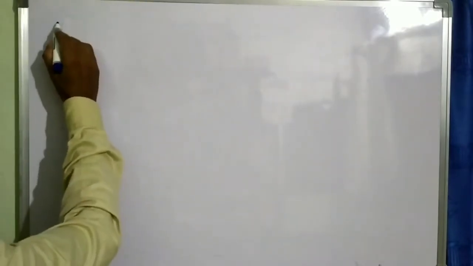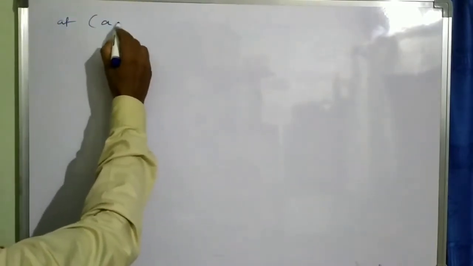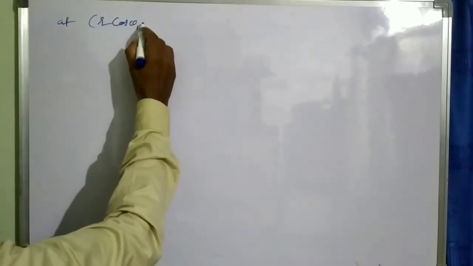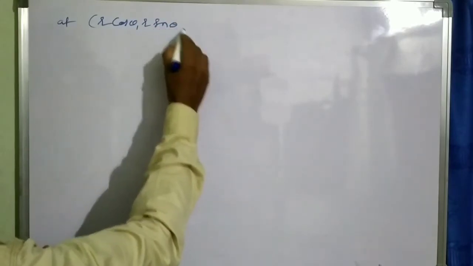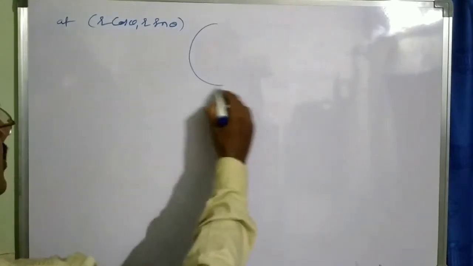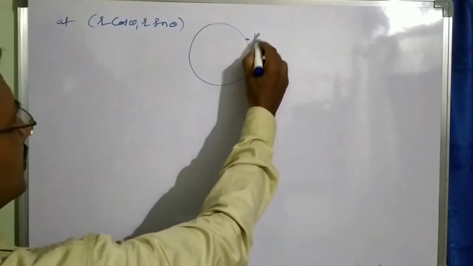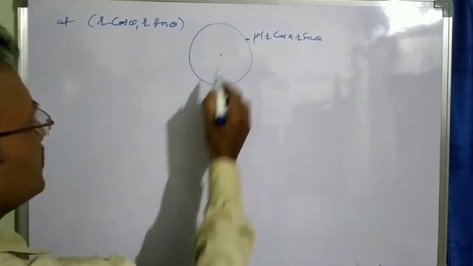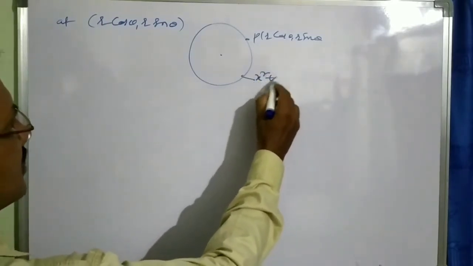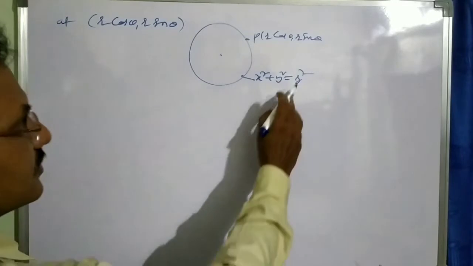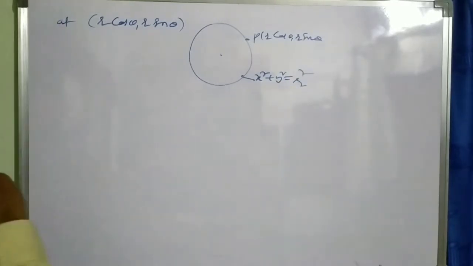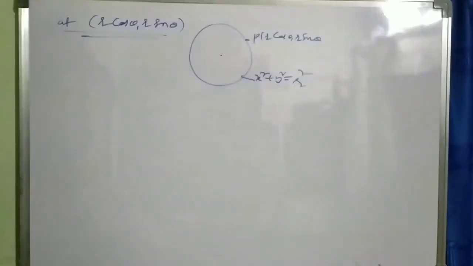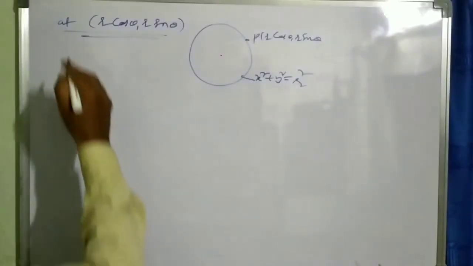Suppose on the curve we take the point (r cos theta, r sin theta), the parametric point on the circle. Suppose P is (r cos theta, r sin theta) for the circle equation x square plus y square is equal to r square. What is the equation of the tangent in the form of the parametric point at this point?